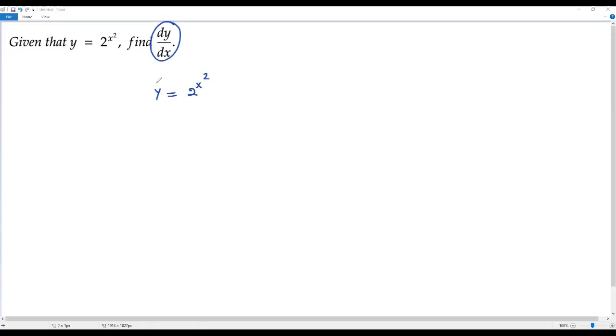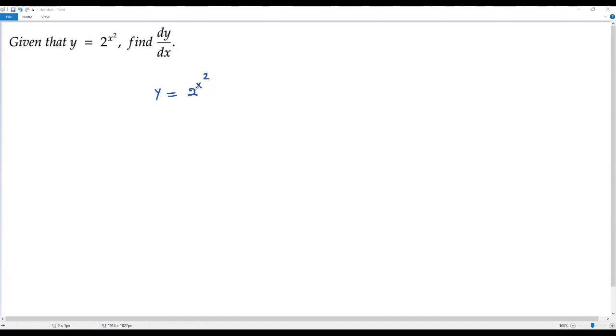To find dy over dx, I have to find the derivative of this y with respect to x. When I do the derivative with respect to x on the left side, on the right side also I have to do the derivative with respect to x. Here we have a variable at the exponent. When I have a variable at the exponent, it's a bit difficult to find the derivative. So I have to get rid of this variable at the exponent. How can I get rid of this variable at the exponent?